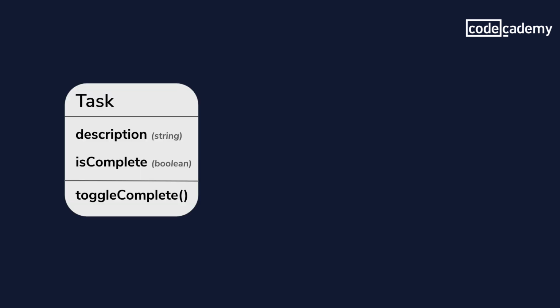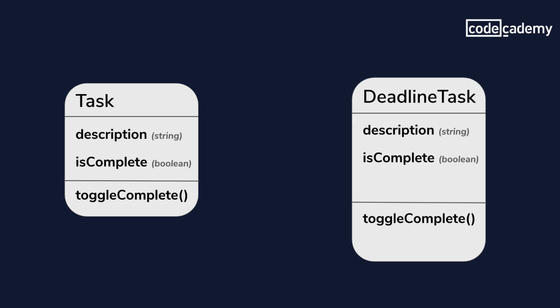Now that we've built version 1 of our to-do app, let's suppose we wanted to add an additional type of task to the app. This would work like a normal task, except it would have a deadline on it. This special type of task can be called a deadline task.